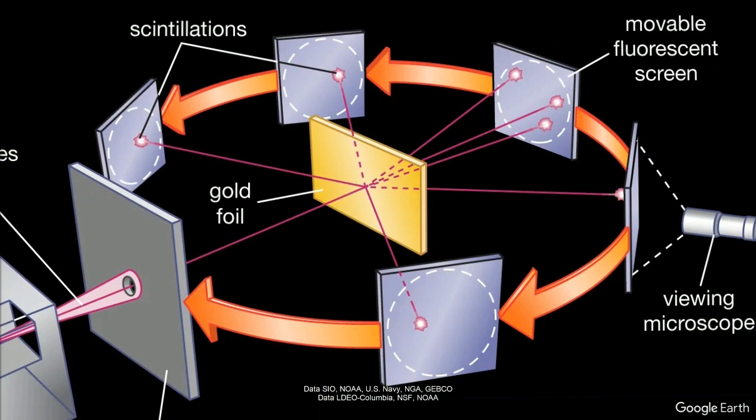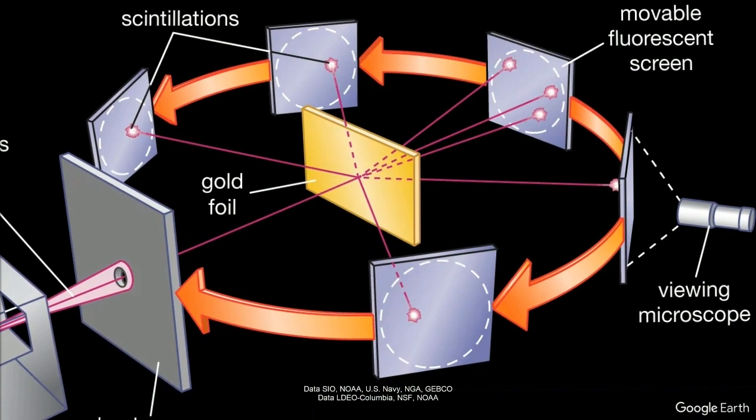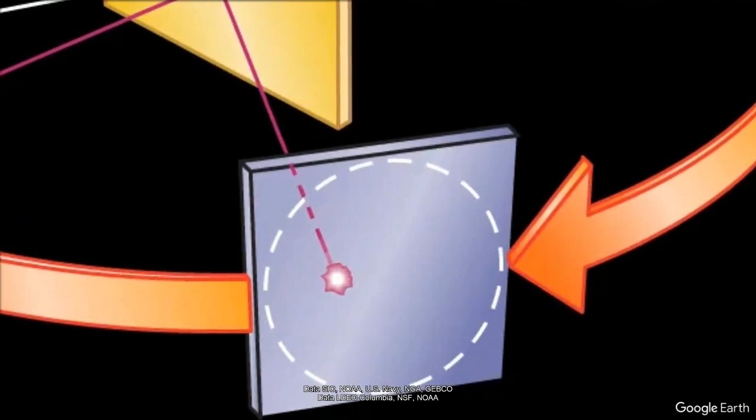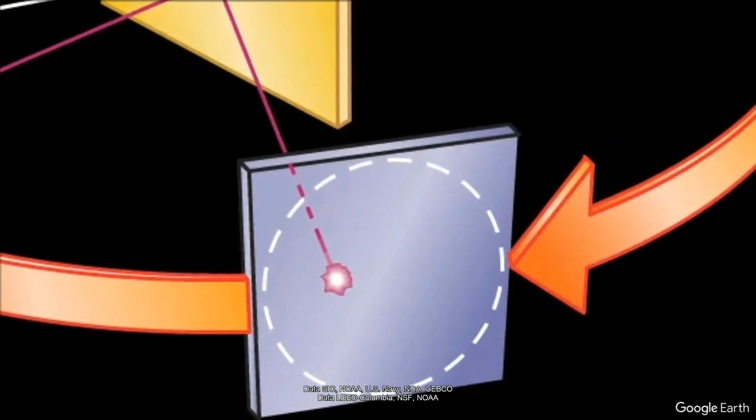However, the results of this experiment were striking. While almost all the alpha particles passed straight through the gold foil, a few alpha particles, or about 1 in 20,000, were deflected more than 90 degrees away from their path.